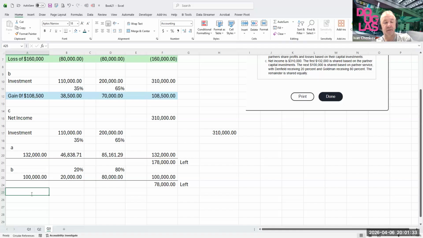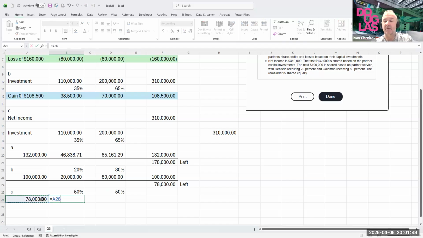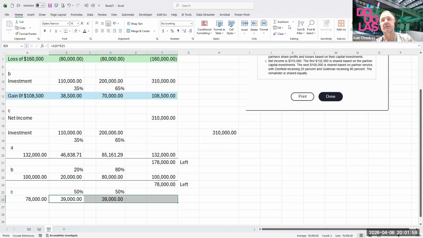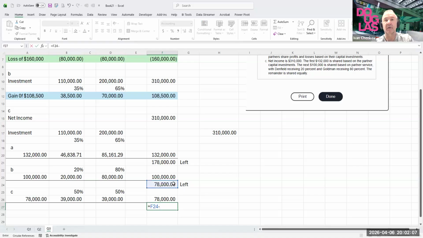So number C here will be the 78. It's going to be split 50% to 50%. So that's going to give us 78 times 50%, and another 78 times 50%. In total, they're going to share 78,000. And how much is left for sharing? That should be equal to 0. Minus this one should be equal to 0, left nothing.